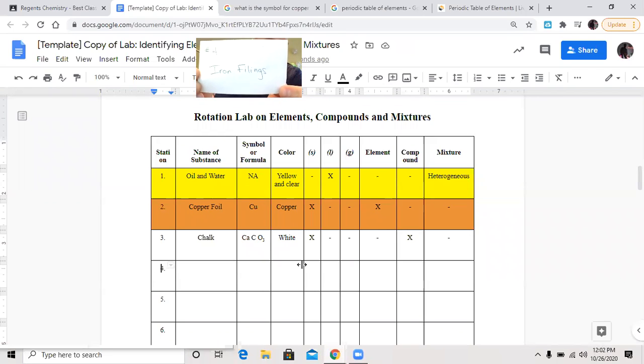Iron filings. Here we go. There you go. You see it better now. What does it look like? Iron filings. Here we go.